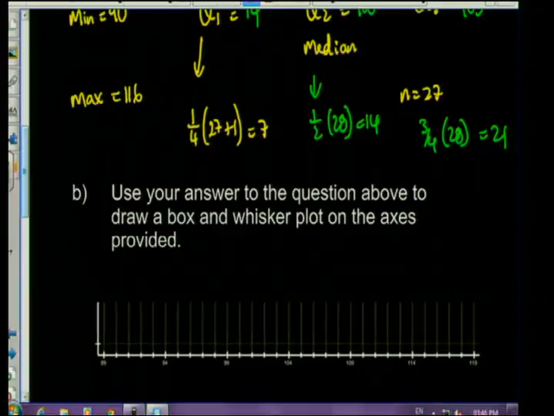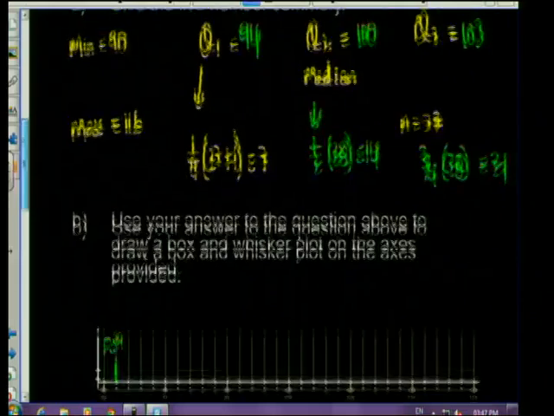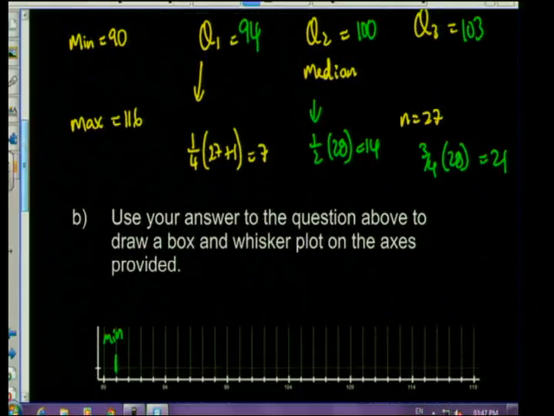So my minimum was 90. On my scale here it goes 89. So that there would be my 90, which is my minimum. Then I'm going to Q1. Q1 is at 94. So there is my Q1.